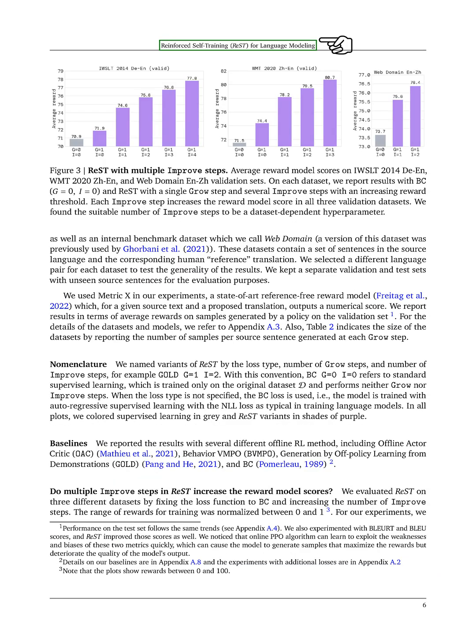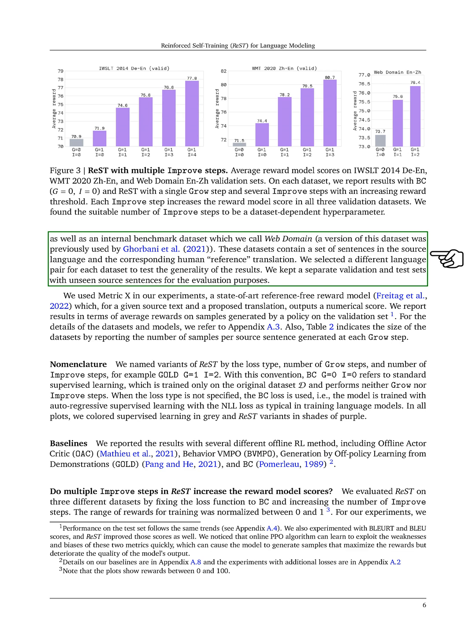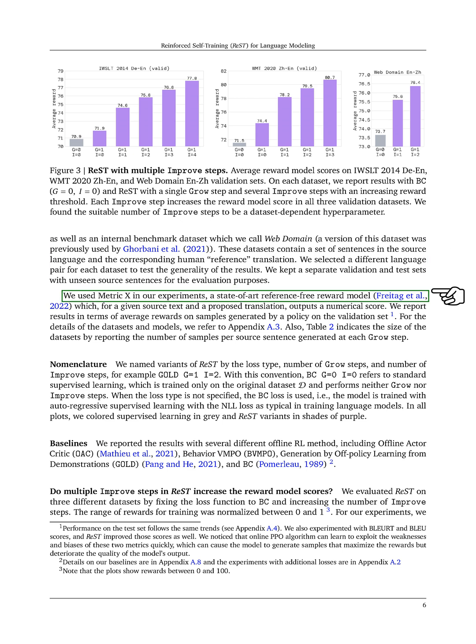We ran experiments on two common benchmarks, as well as an internal benchmark dataset. These datasets contain a set of sentences in the source language and the corresponding human reference translation. We selected a different language pair for each dataset to test the generality of the results. We used a state-of-the-art reference-free reward model in our experiments, which outputs a numerical score for a given source text and a proposed translation.